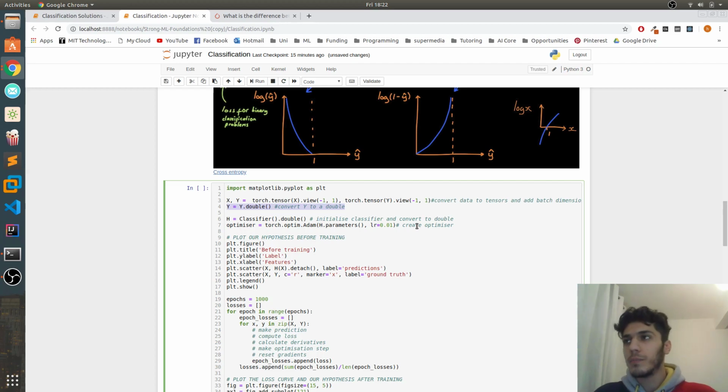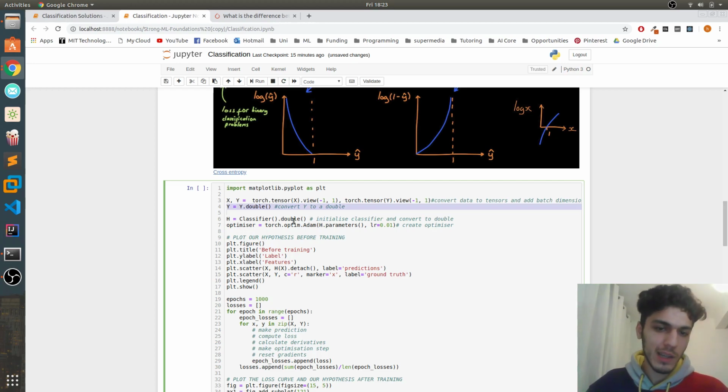Here we basically convert it to a double. Usually this is in the form of a float, which I believe is a 32-bit decimal number, but double is a 64-bit decimal number. When I was actually trying to use this, it was giving me an error, telling me that y needs to be a double for it to work. So that's why that's there. I don't know exactly the reason why PyTorch requires that, but it does, and I want this to work, so that's what I'm doing.